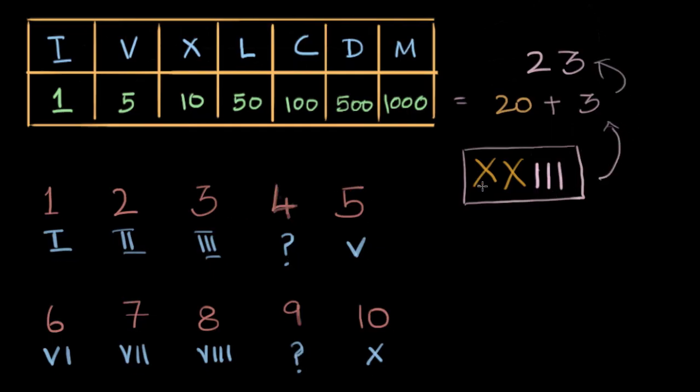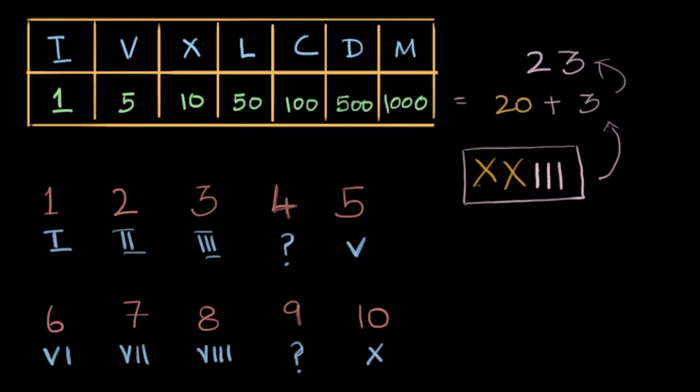And you can see that in all these cases, the bigger number is what we write first and then the smaller numbers. So X comes and then I. Over here also you can see that V comes first and then the I. So whenever we're writing usual numbers, it comes in this format. The bigger one first and then the smaller ones.